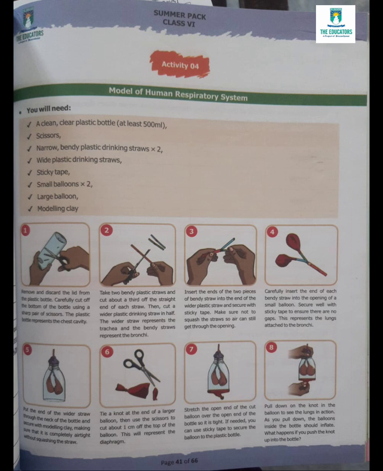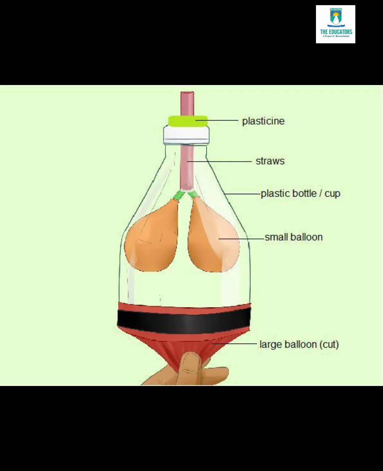Activity number 4 is to prepare a model of the human respiratory system. To prepare the model, you will need all the things mentioned here. Here's a prepared model with proper labeling. You can see it and use any instructions from here to prepare your model.